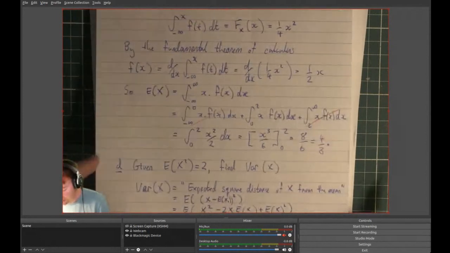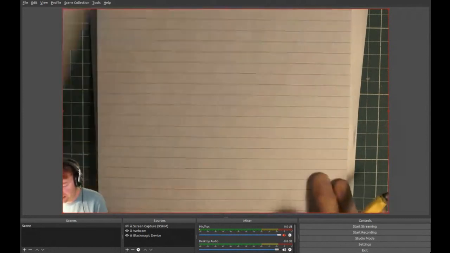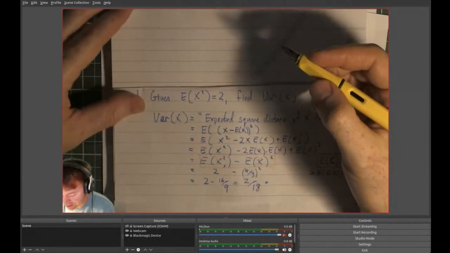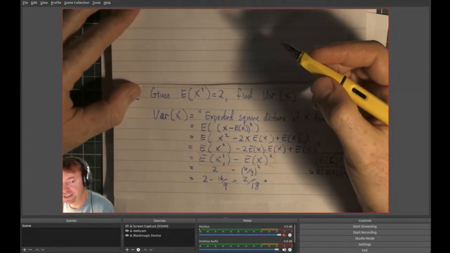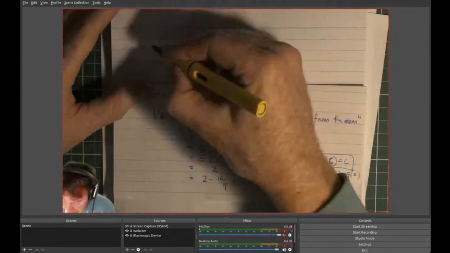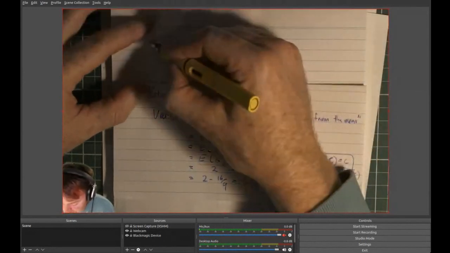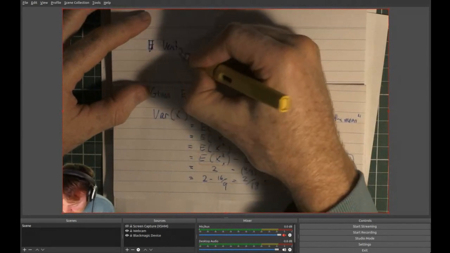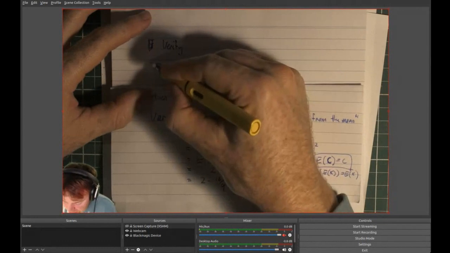The only other thing I wanted to mention about this question is they gave you that the expected value of x squared was equal to 2. You could have derived that, but because they gave it to you, you can check that your answer is sensible up until this point. So to just verify that the expected value of x squared.